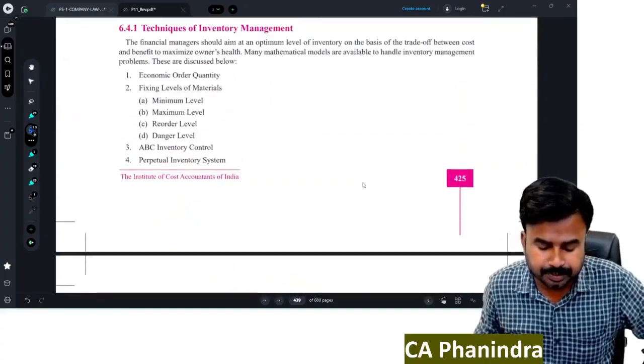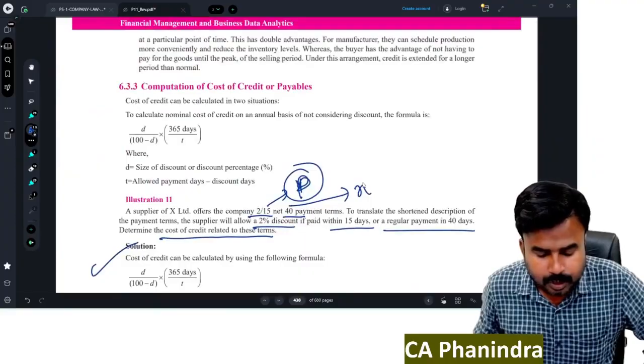With this, we understood cost of trade credit.